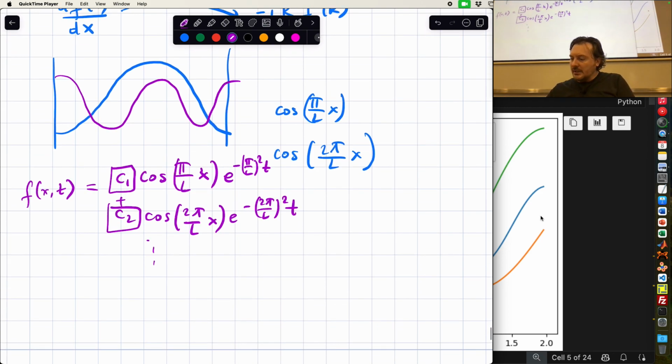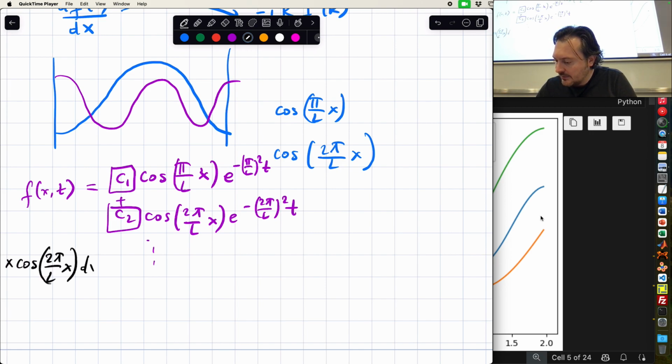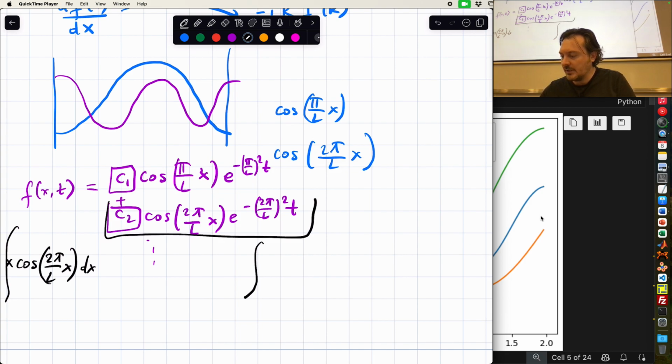Now, how do you find those coefficients? If you multiply the other side by the sum of the cosines, so if I multiply this side by cosine 2 pi over L x and integrate it on both sides, what will happen is that only this term will survive. The other terms will vanish. So that's how you find the coefficients.